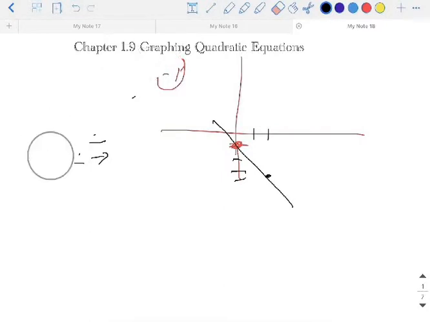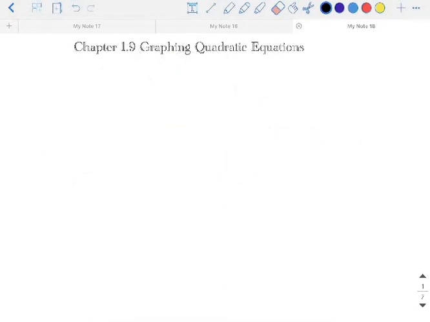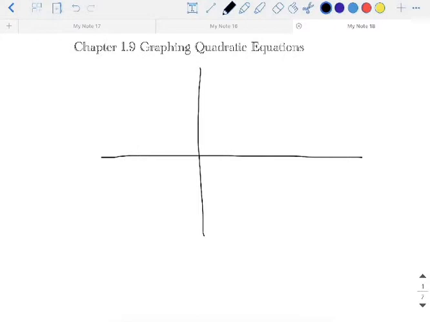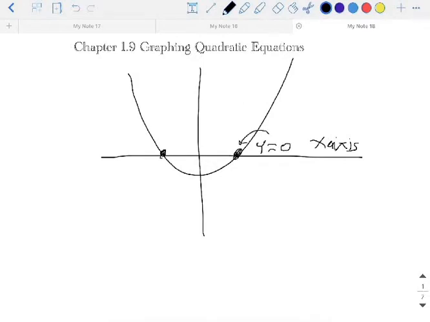In this section, chapter 1.9, we'll be graphing quadratic equations and identifying the characteristics of the equations. There's so much to tell just from the parabola of the quadratic equation. If you have a parabola like this, notice how it intercepts the x-axis at 2 points. This is when y equals 0, you get these 2 points. It crosses the y-axis at this point, and this is when x is equal to 0.